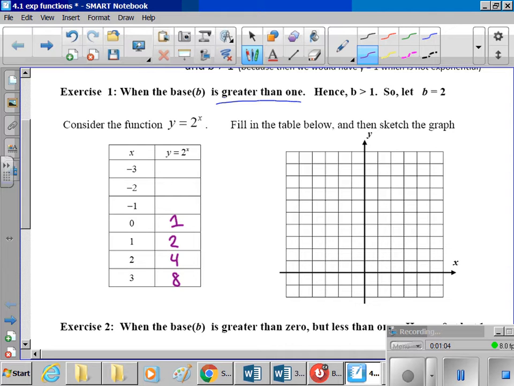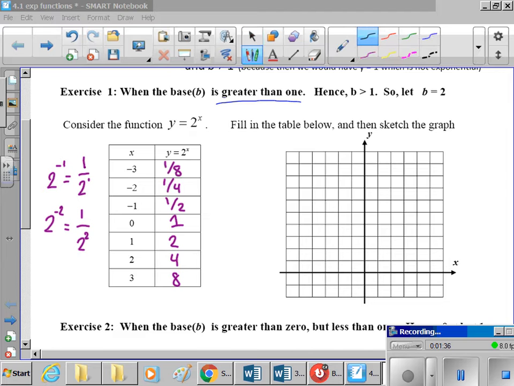When we look at our negative powers, remember that when we have a negative power, we flip it into the denominator. So 2 to the negative 1 is 1 over 2 to the 1, which is 1 half. 2 to the negative 2 is going to be 1 over 2 squared, which is 1 over 4. And then by the same process, we can get that 2 to the negative 3 is 1 over 8.